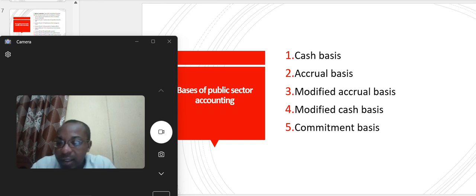So cash basis has its own shortcomings. It has its own advantages, let me put it that way, and disadvantages. Likewise, every other basis of accounting, they all have their advantages and disadvantages. For instance, cash basis is very easy to prepare and very easy to understand, especially by those who are non-accounting professionals. You only wait till you see money, then you recognize. Very easy. But it has some shortcomings.